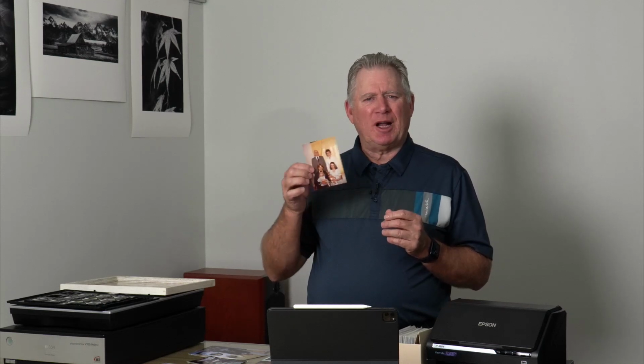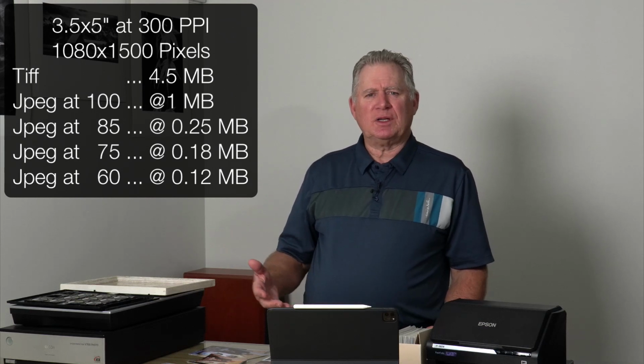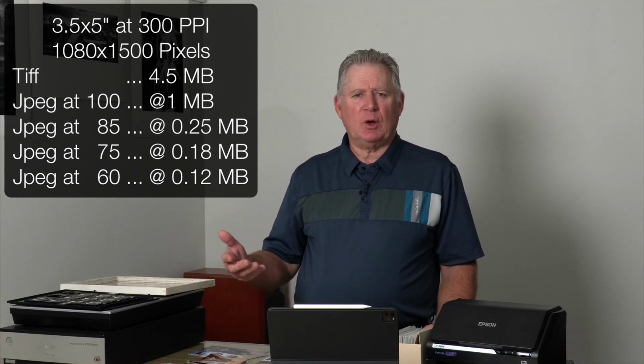Well, let's talk about the next one, and that's the file type, because the question is, should you save a TIFF or a JPEG? A TIFF file is a non-compressed file. And so, for example, if I were to scan this 3.5x5 at 300 ppi, I'm going to end up with about a 4.5 megabyte file. That's pretty large. If I scan it as a JPEG at quality 70, it's going to be more like 100K. So I can store 40 of those in the same amount of space, or more importantly, I can transmit 40 of those over the internet in the same amount of time as transmitting one.